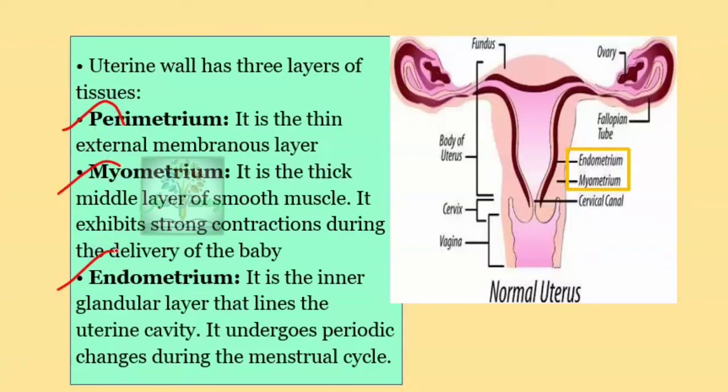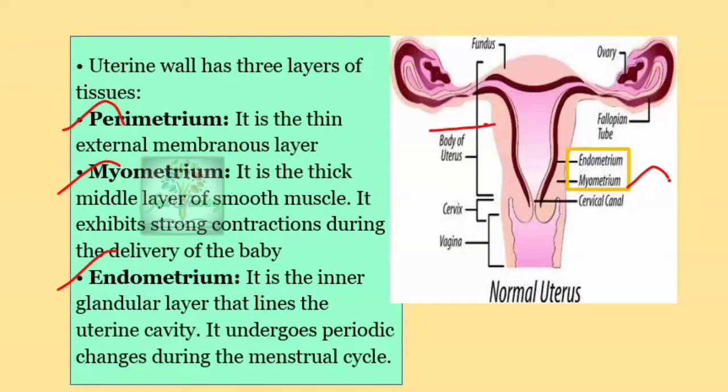We will see what the perimetrium is. This outer thin layer, you can identify. This outer thin external layer we call the perimetrium. So always the outer layer we call the perimetrium. Next to the perimetrium, you have the myometrium, which is nothing but the middle layer.